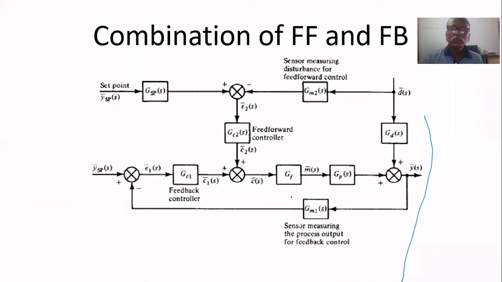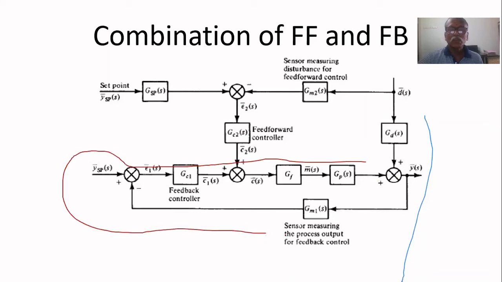So we have to use the feed-forward controller combined with the feedback controller. This is the feedback controller. This part is a feed-forward controller. Disturbance is measured. Set point filter.